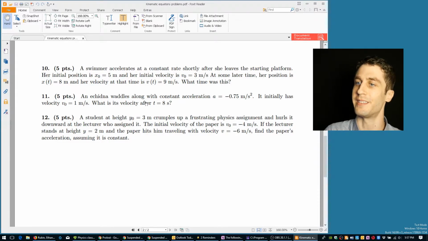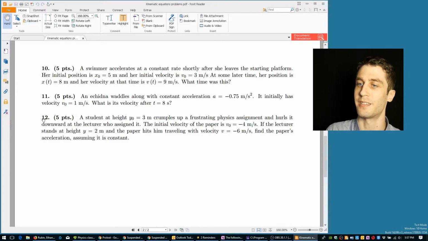Question 11. An echidna waddles along with a constant acceleration, a equals negative 0.75 meters per second squared. It initially has a velocity of v naught equals 1 meter per second. What is its velocity after t equals 8 seconds?